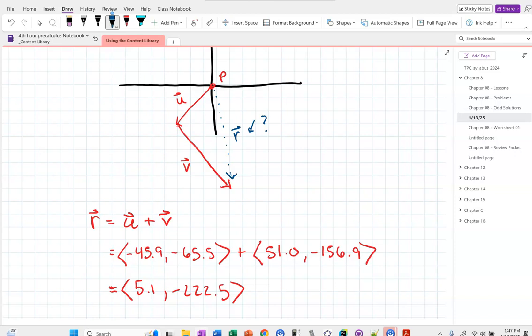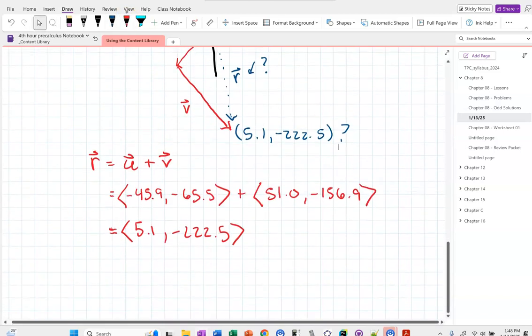Yes. Sure. If I look at this point, does this point seem like it's 5.1 comma negative 222.5? That seem about right? Yeah, that looks about right. So I feel good about what's going on, right? My numerical answer matches the picture I've drawn, or seems to confirm that, so I like where I'm at. So far, so good.